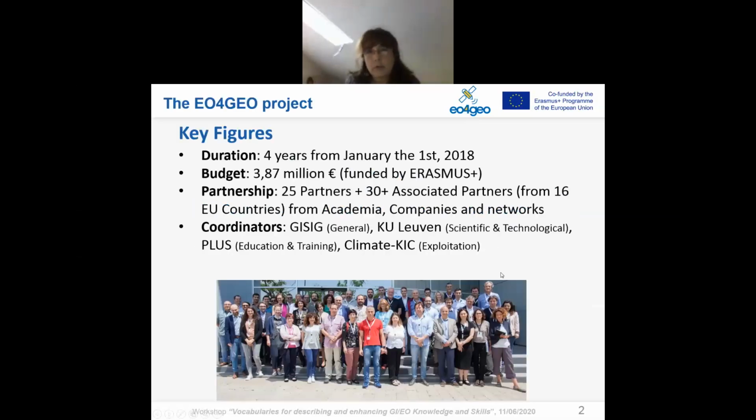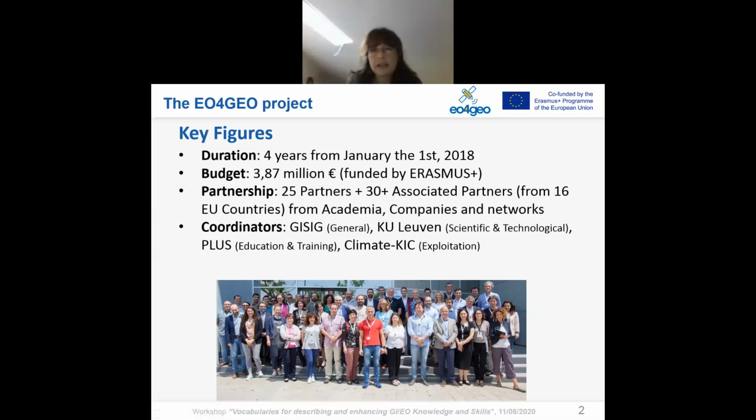It is a project funded under the Erasmus Plus program, which started in January 2018. We count 25 official partners plus 30 plus associated partners, but this number is increasing because we are increasing the alliance with new associates. Overall, they come from 16 European countries and represent academia, companies, and networks. We have a distributed approach to coordination.